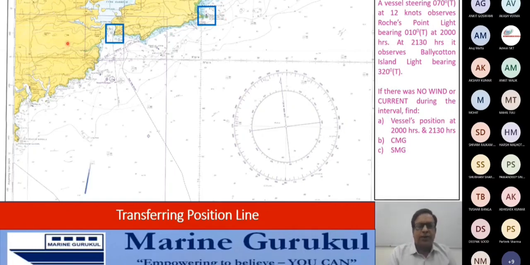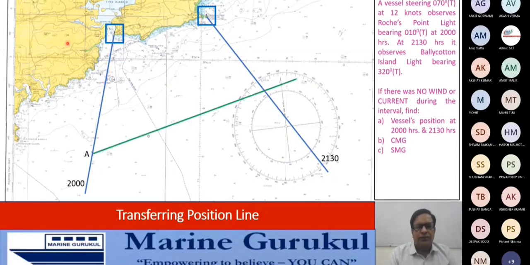We draw the first PL of 2000 hours. This is the first PL. We draw the 2130 PL, indicated time against it. Now we pick up any point on the first PL. So this point A is any randomly selected point on the first PL. Now the vessel is experiencing displacement only because of her own propulsion, as the problem statement says no wind and no current. So through A, we draw CTS.